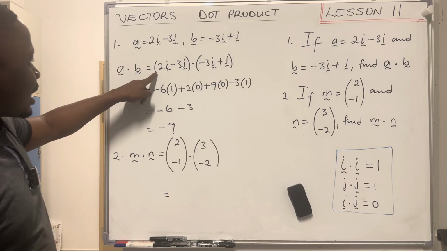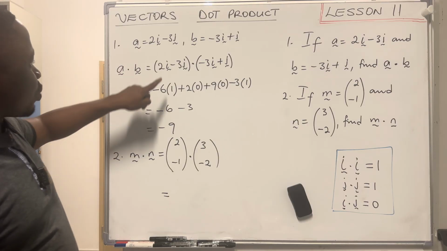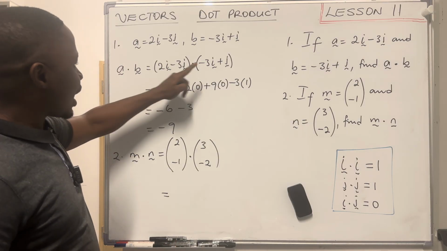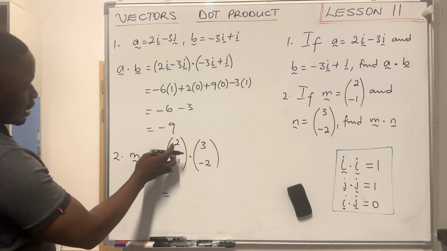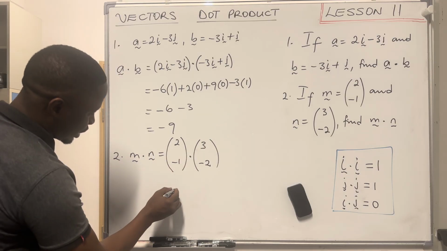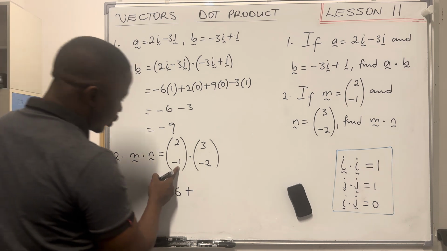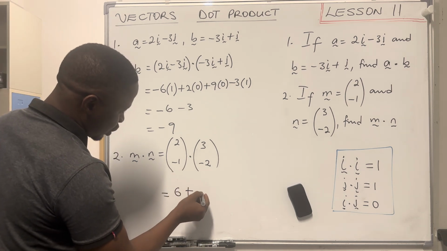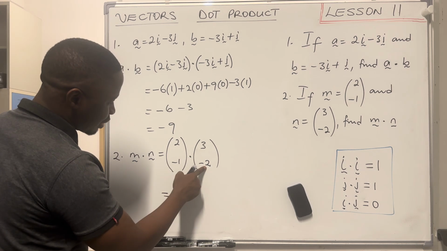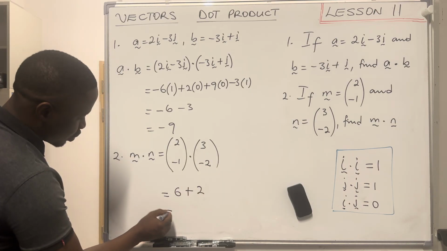So as I said here, your concern should be the I and I only, J and J only. So this one, 2 times 3 is 6. We use plus all the time. Minus 1 times minus 2 is what? Is plus. Minus 1 times minus 2 is plus 2. So this is 8.